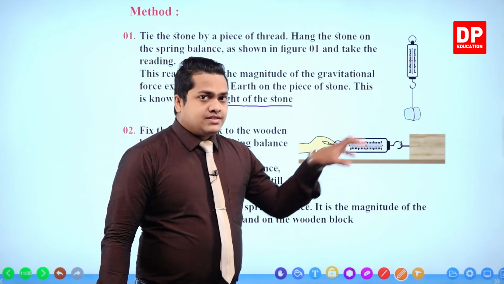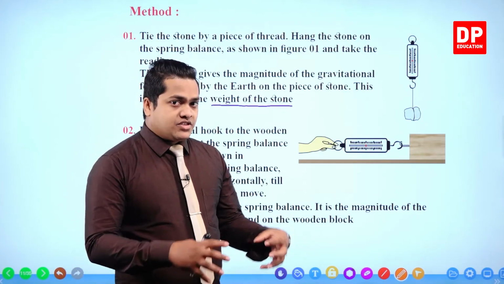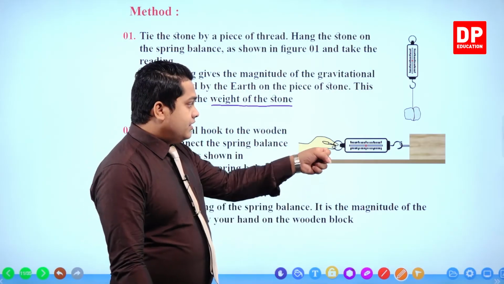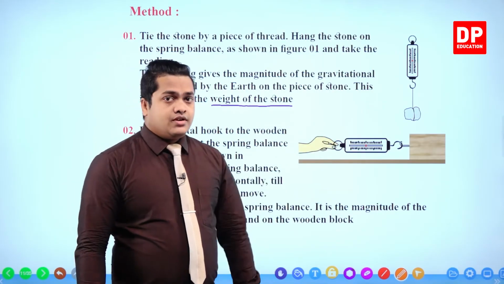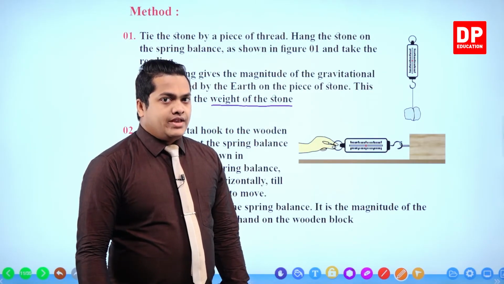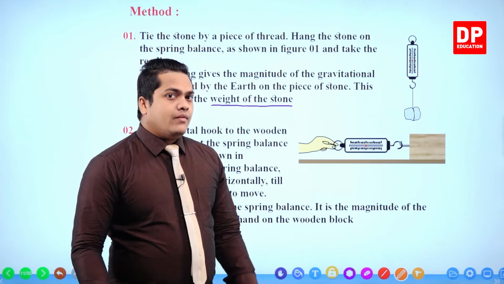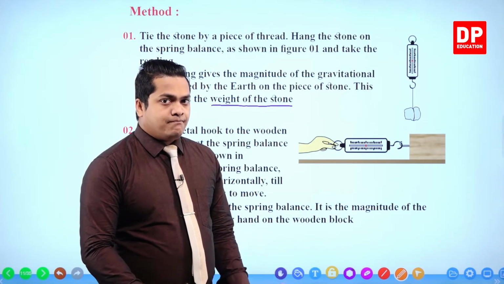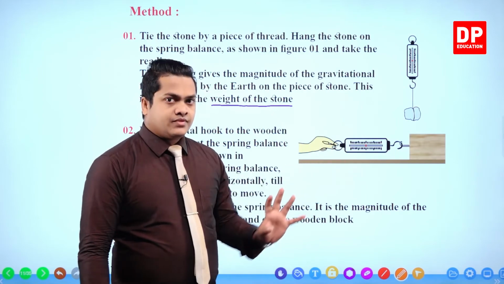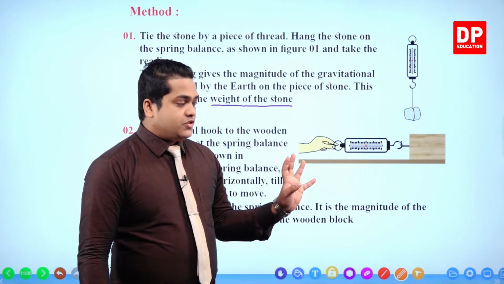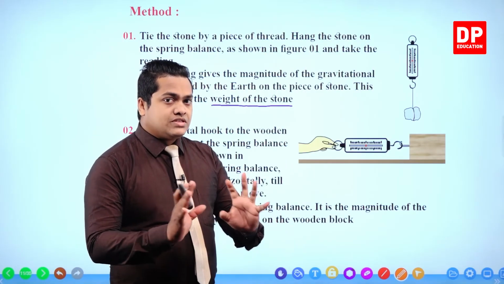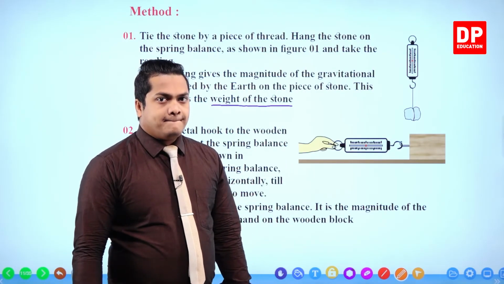Now, at the instant where it's going to vibrate and just start to move, you have to get the reading of the spring balance. That way you can get a reading of the force that you have applied on the wooden block, right? The force which you have applied on the wooden block in order to move that block to a certain location.